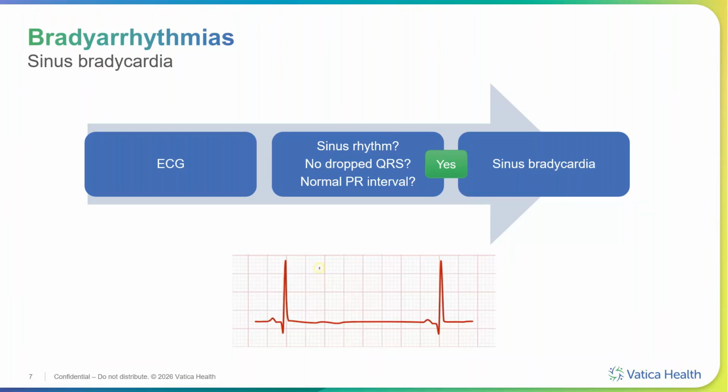The heart rate's less than 60, and some prefer less than 50. And one of the first things you do is get an EKG because it'll tell you if it's a sinus brady or an AV block. And when you look at the EKG, you have to ask three questions. Is this sinus rhythm? Next, is there a QRS complex after every P wave? Is the PR interval normal, meaning the distance from the beginning of the P wave to the beginning of the QRS complex is between 120 to 200 milliseconds? And in this case, it's normal, so the patient has sinus bradycardia.